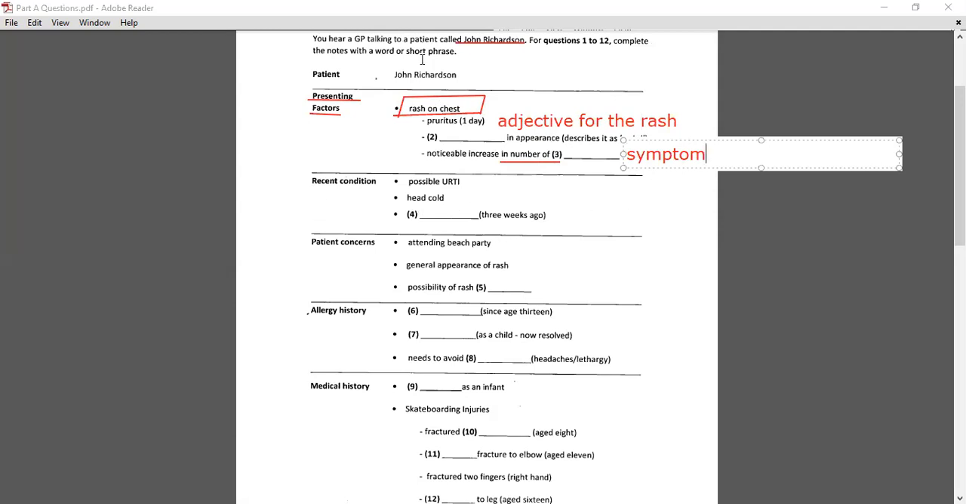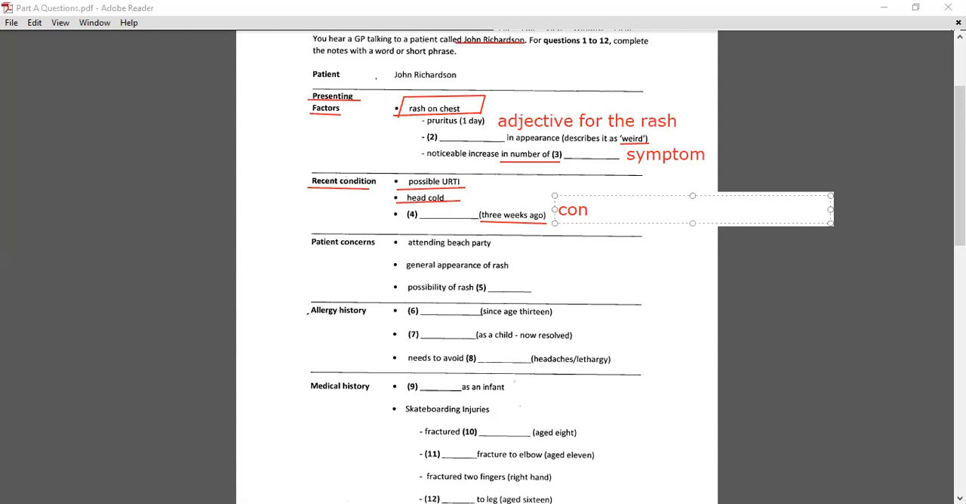Then the second heading says recent condition, and that starts with upper respiratory tract infection, cold, and blank 3 weeks ago. So here 3 weeks ago is your keyword, and the type of word you're looking for is a condition, because all these three bullet points are about conditions. And you can see that here cold, upper respiratory tract infection, they are all about other conditions than the rash, right? So this is not anything about the rash.